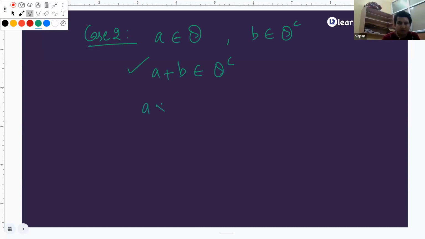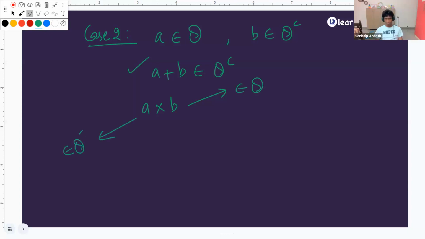What we want to explore is A into B, the multiplication. Two things can happen: either A cross B is a rational number or it is an irrational number. Only two possibilities are there, no one else.